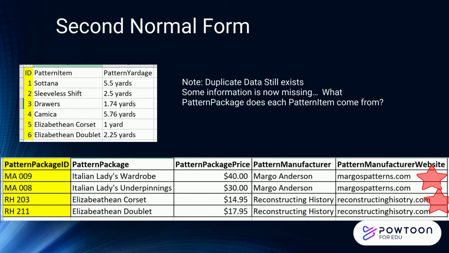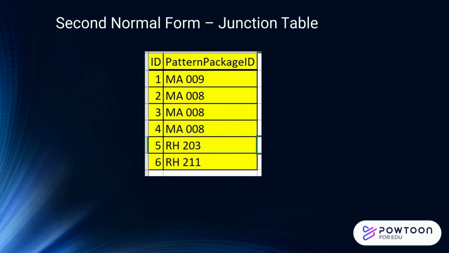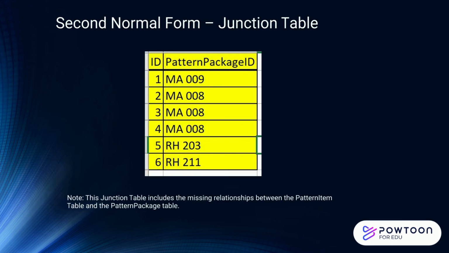Some information is missing, though. What pattern package does each pattern item belong to? To hold this missing relationship, second normal form introduces the junction table. The junction table has the composite primary key showing the relationship between the pattern item and the pattern package.